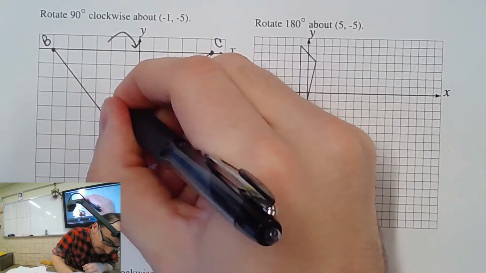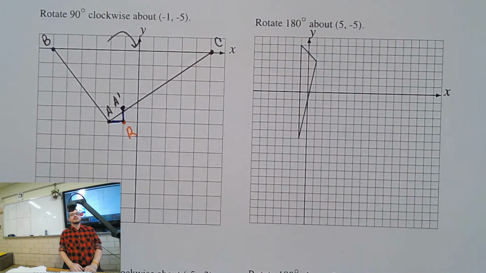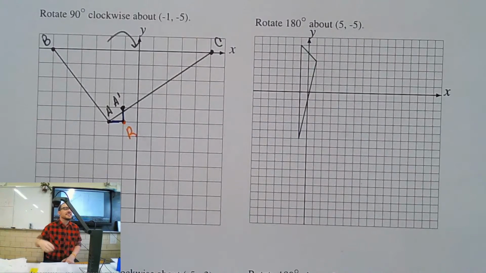So now we're here. And that's A prime. What once was horizontal is now vertical. Our x's change place with our y's. Makes sense, right? X is horizontal, y is vertical, they switch spots. Cool.